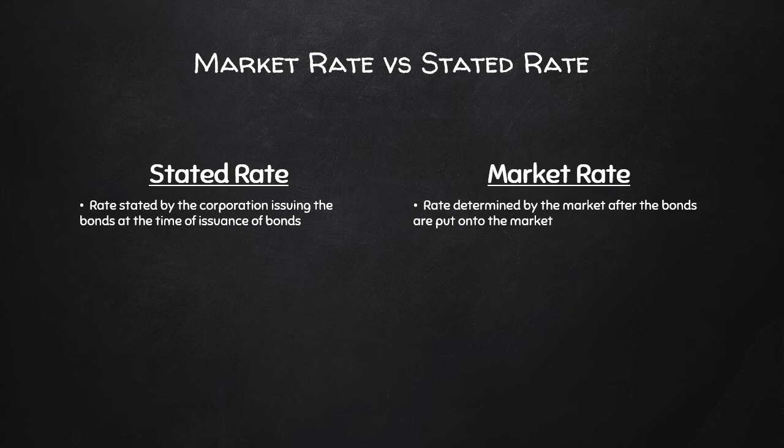rate and stated rate. The stated rate is the rate that's issued by the corporation issuing the bonds at the time of issuance. When a corporation prepares bonds, it says it will pay interest at a certain rate. That's the stated rate. However, after all the paperwork and legal work is done, the bonds are issued a few months later, and when these bonds are issued, the market rate may change, and therefore the market rate is the rate that is on the market when the bonds are actually issued.